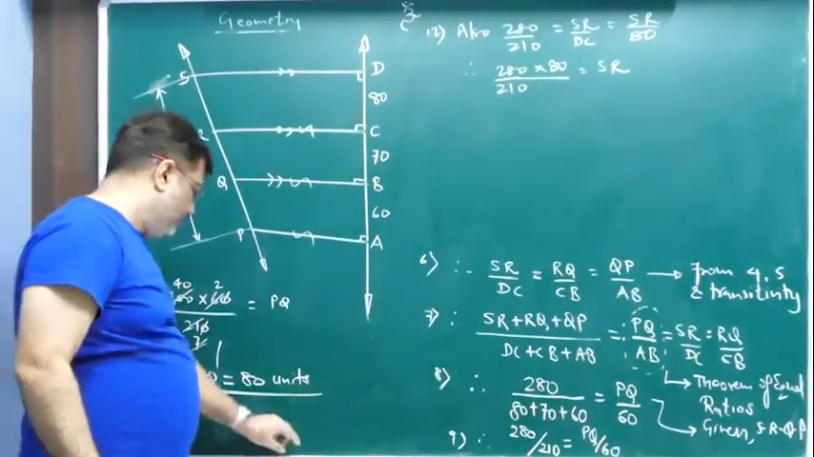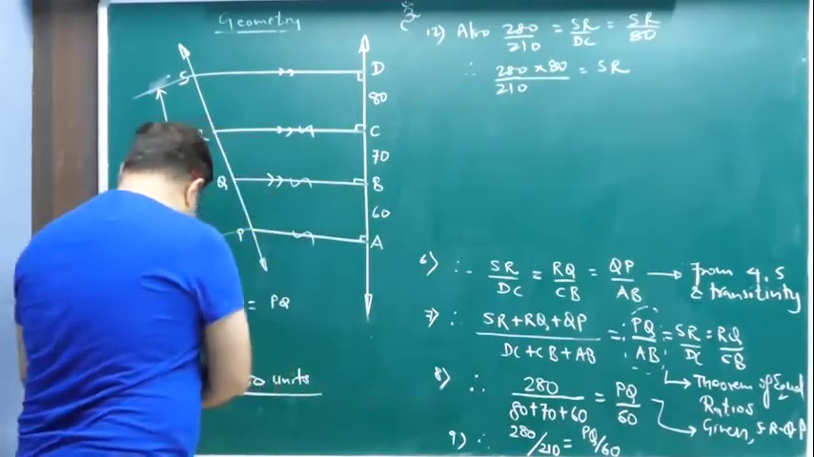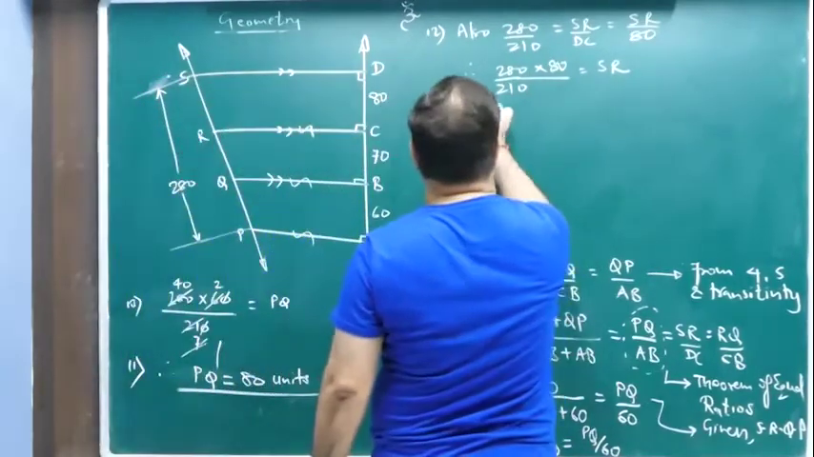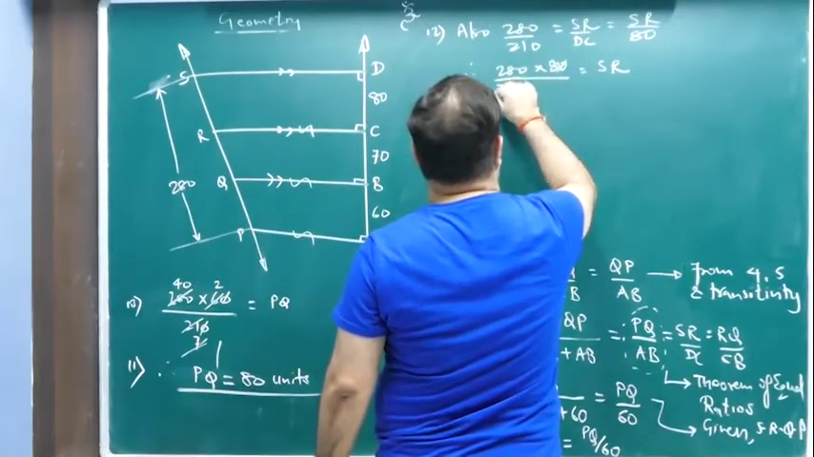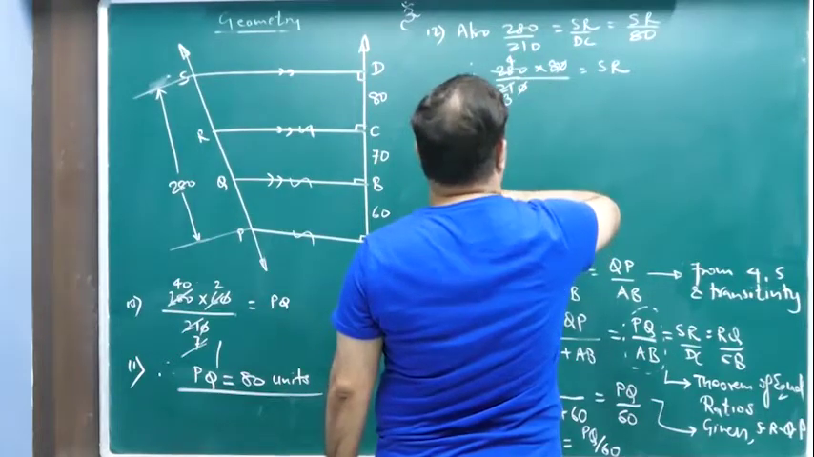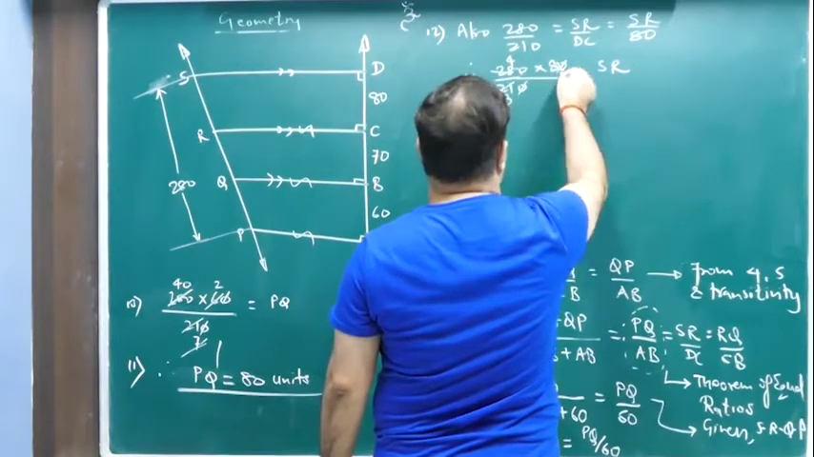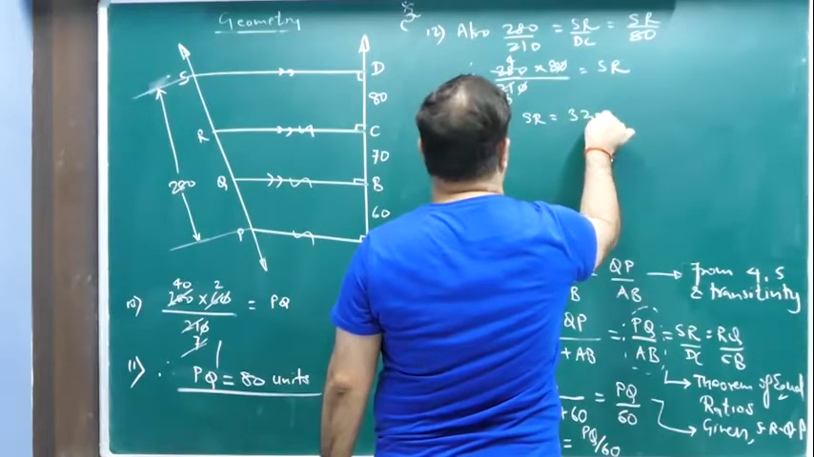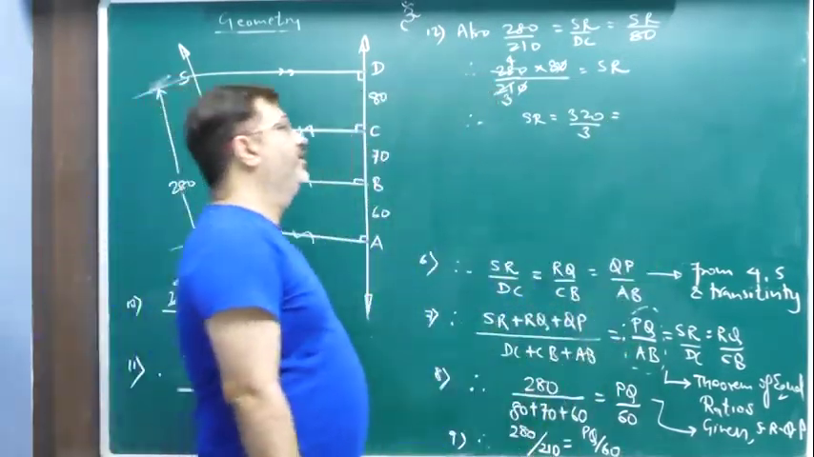Next. Now we will say, therefore this cancels with this. Then 7 3s are 21, 7 4s are 28. Clear? So what do you have? You've got 40 into 8, which is 320. So SR is equal to 320 upon 3. What is 320 upon 3? Just divide it and see.